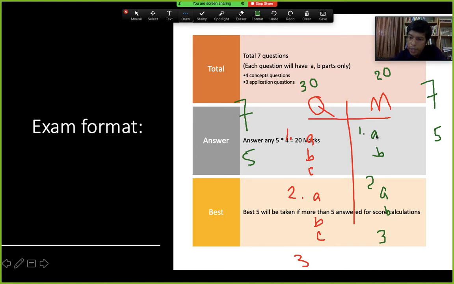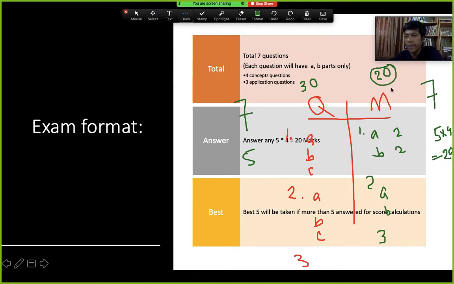A is 2 marks, B is also 2 marks. So 2 and 2 for 4 marks, 4 into 5, that means the total is 20 marks. If you answer 5 questions correctly, you will get 20 marks.